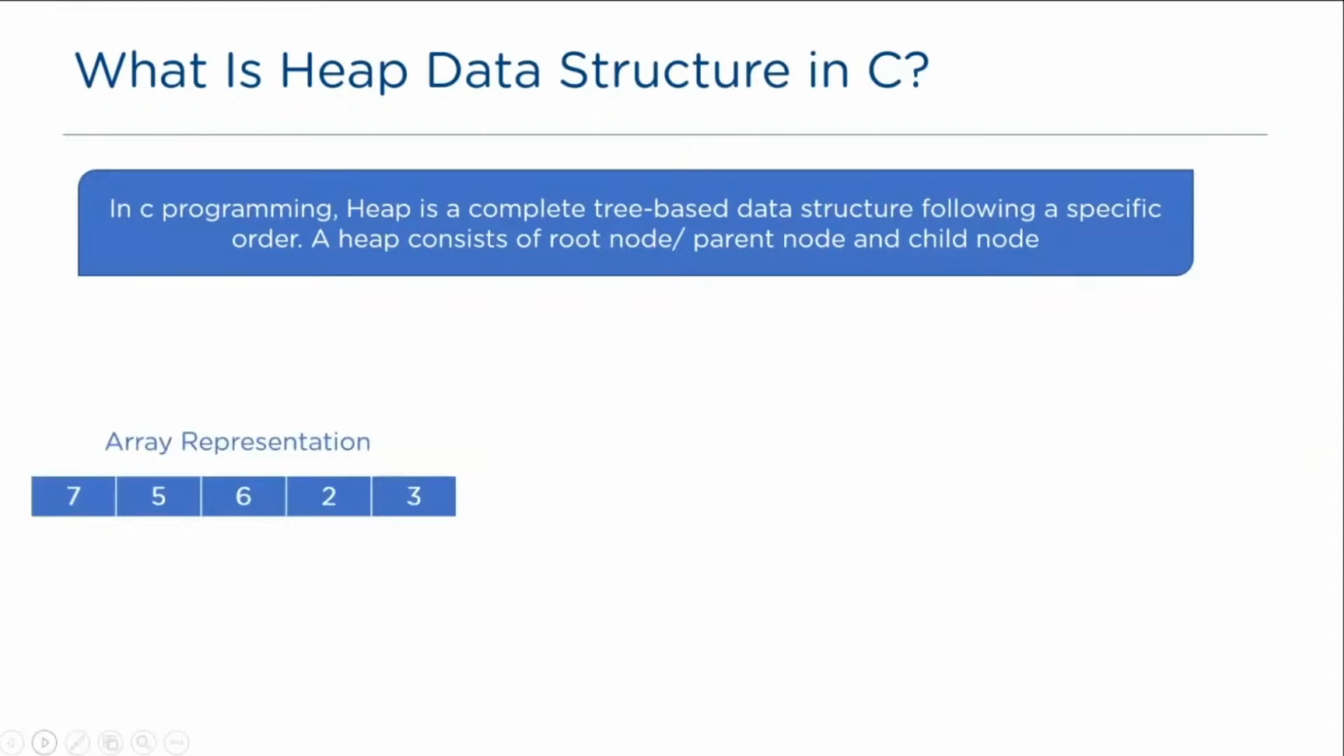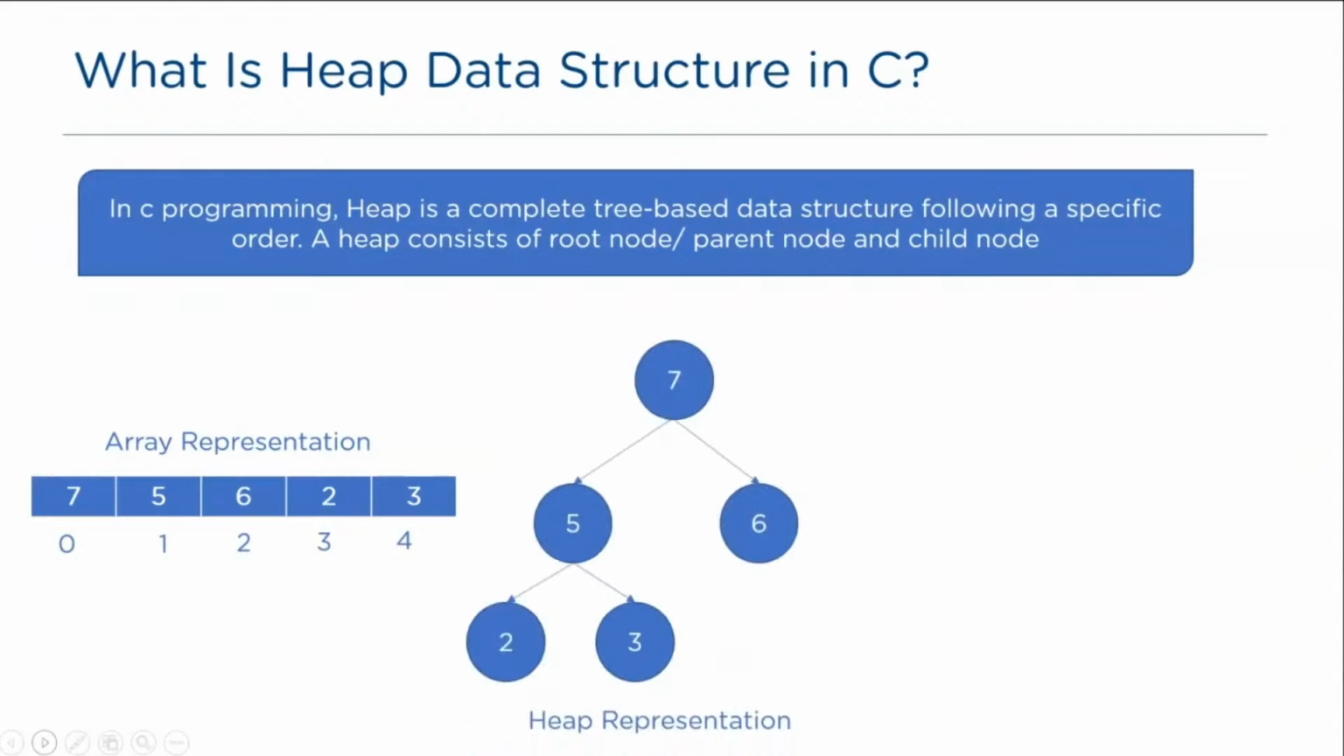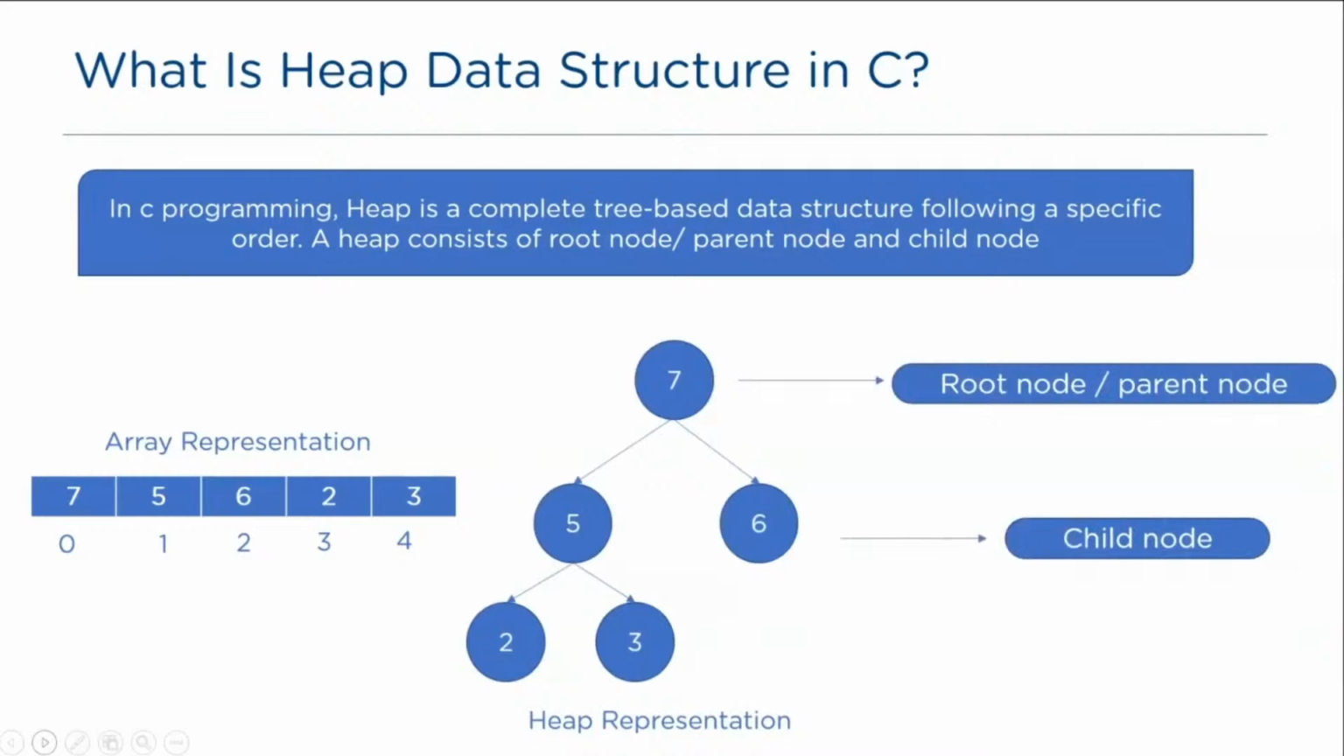Suppose we have an array of elements 7, 5, 6, 2 and 3, and the index starts from 0 up to 4. So with this, let's implement a tree-based data structure. As you can see, the highest element is our root node, followed by the child nodes. Nodes 5 and 6 are the child nodes of node 7, whereas node 5 is a parent node of 2 and 3. And if it is required to insert a few more elements in a heap, it starts inserting from left to right. Let the root node index be 0, and it goes up to the elements present in a heap.